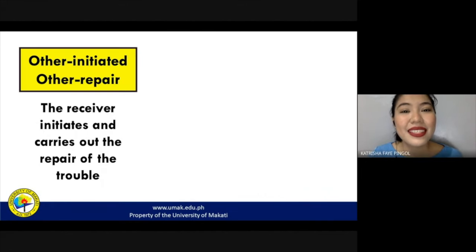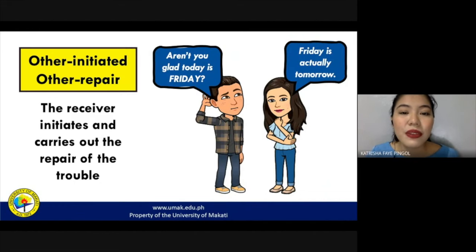Last but not the least, we have other-initiated other repair. So in this case, it is the receiver that both initiates and carries out the repair of the error that has been committed by the speaker. So take for example this one. "Aren't you glad today is Friday?" "Friday is actually tomorrow," the girl replies. Okay, so the girl noticed that there was an error with what he or she was saying and then corrected it right away for him.